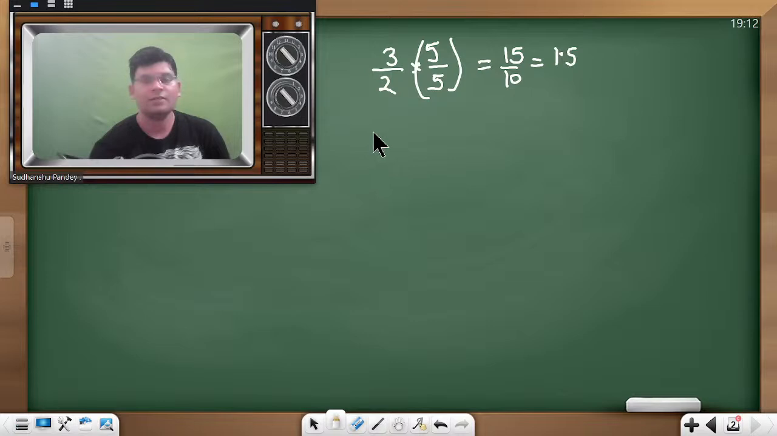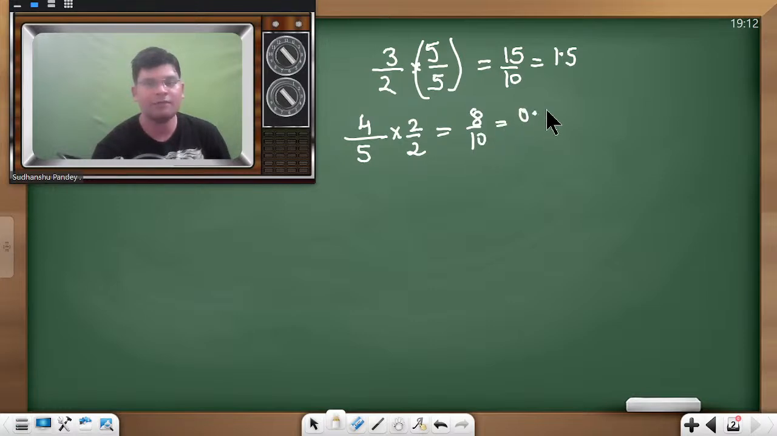Easy. Suppose somebody asks you what is 4 by 5. So this should be multiplied by 2 by 2 to make it equal to 8 by 10, for which the answer will be 0.8. Everybody getting it?